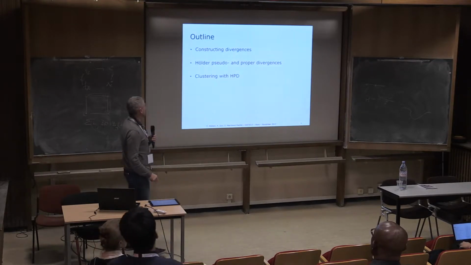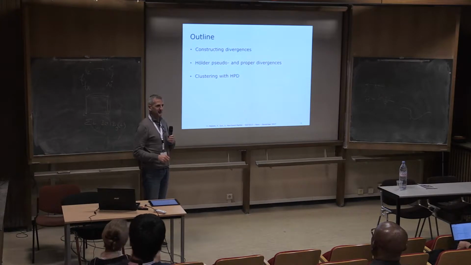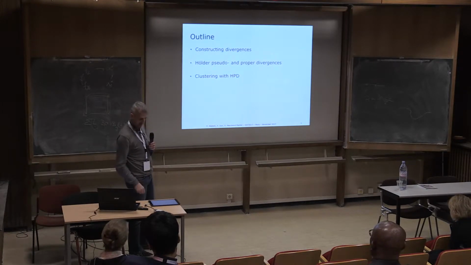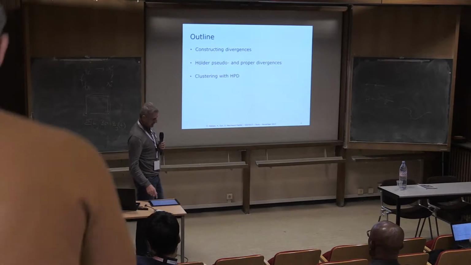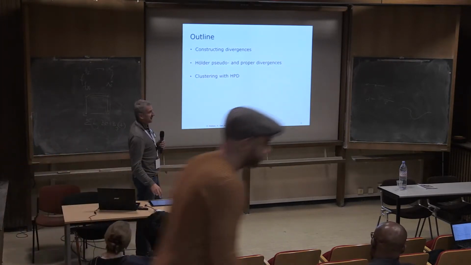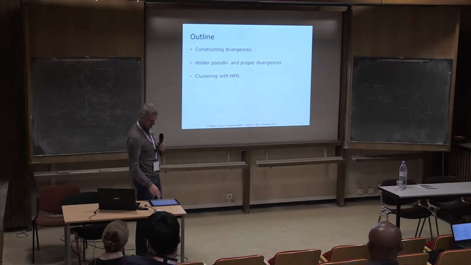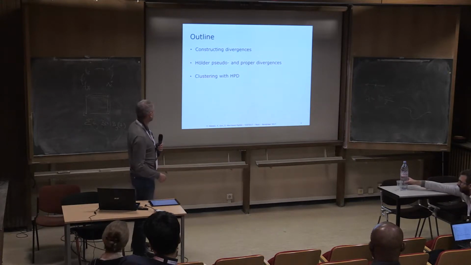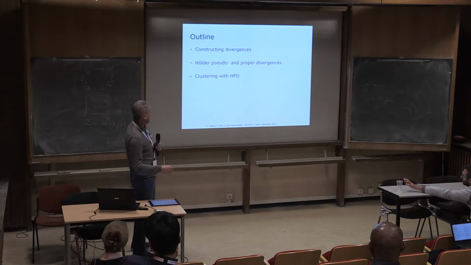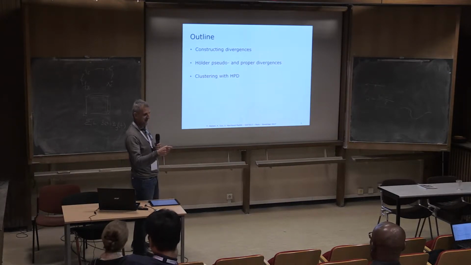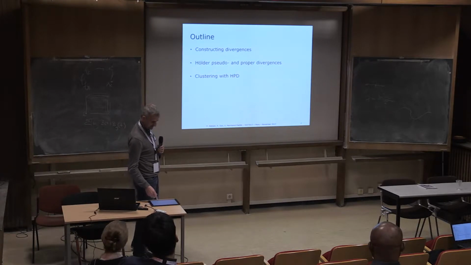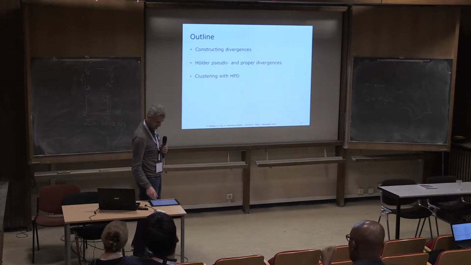The outline of the talk is basically about divergences, which, as was said in the previous talk, are measures between probability density functions or positive functions. I'll explain how you can construct divergences with some properties, essentially being a pseudo-divergence or a proper divergence, then go on with the construction of divergences based on the Hölder principle, and then apply it to clustering, because the idea of having a divergence is to have some form of distance measurement, and then you can perform clustering of probability density functions.